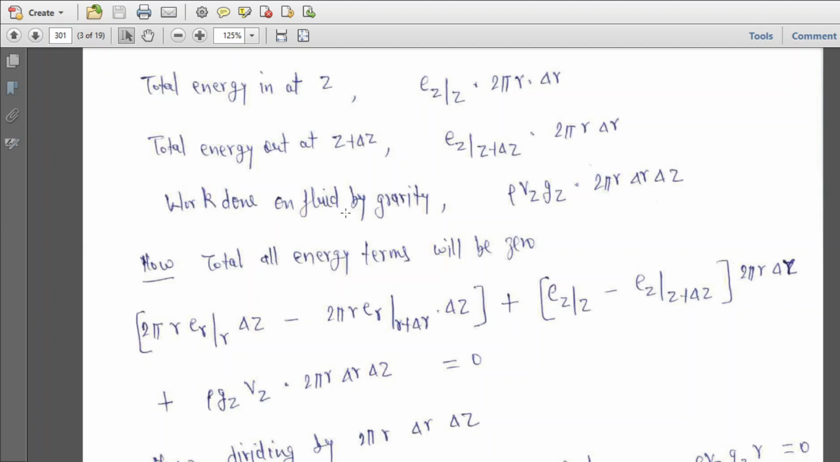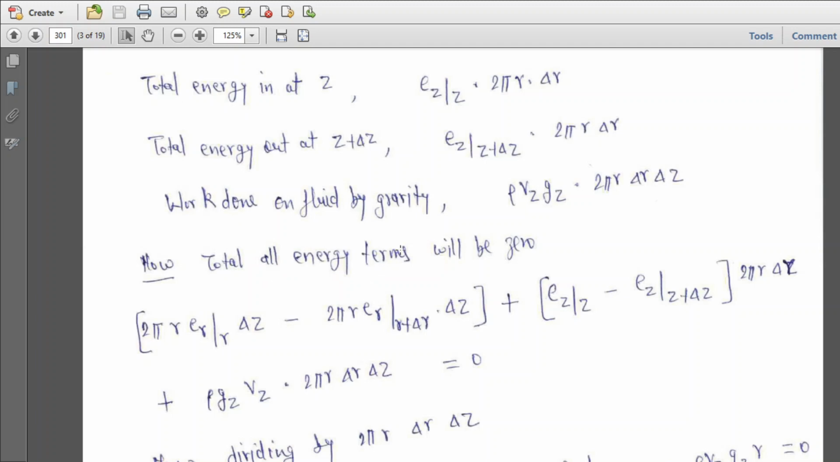Now the work done on the fluid by gravity. Practically you are calculating mgh per unit time. So 2 pi r dr dz will give you the volume, multiplied by density will give you the mass, multiplied by g will give you energy, and then energy per unit time would be the rate of work done. Work done is energy.